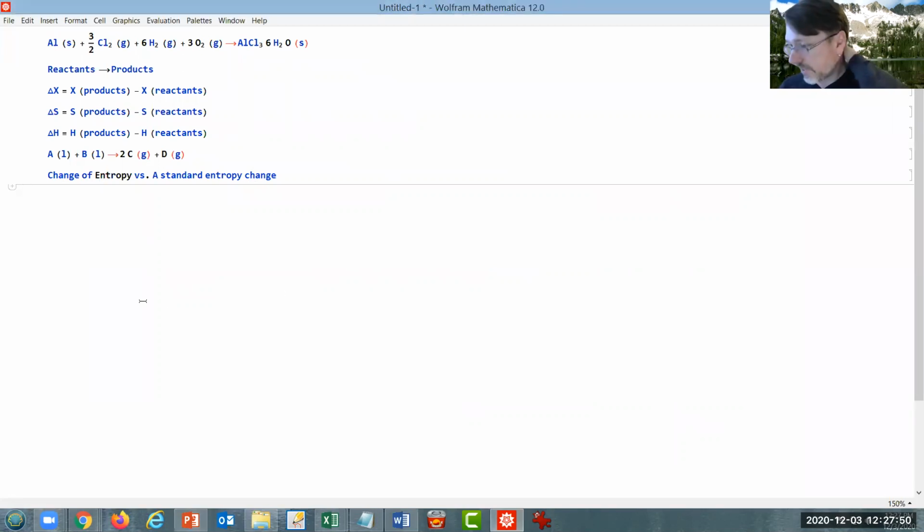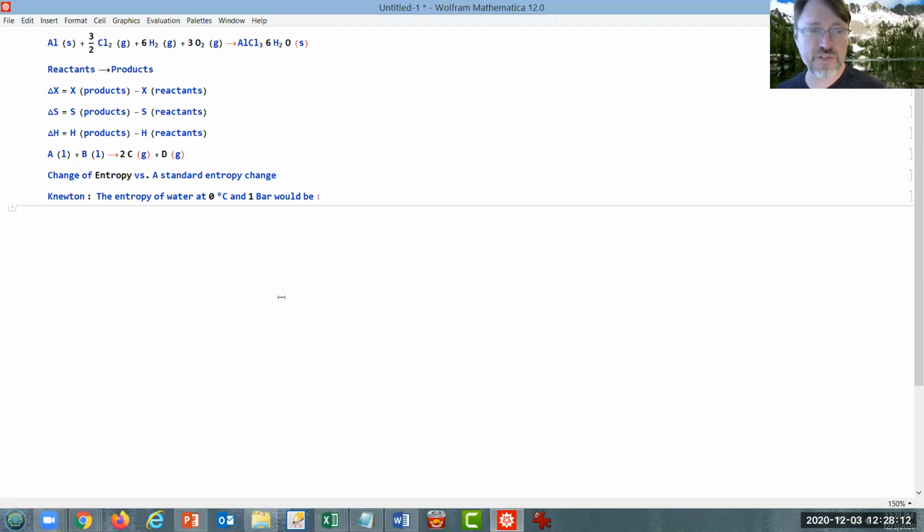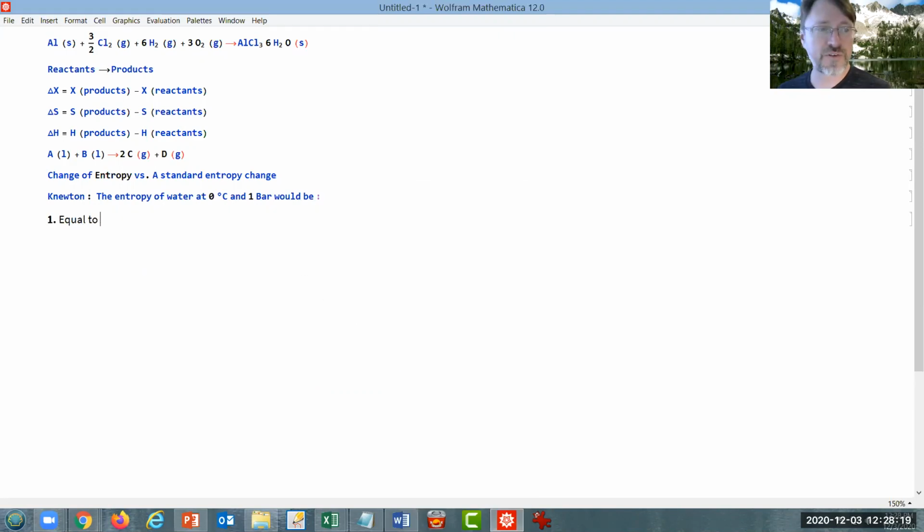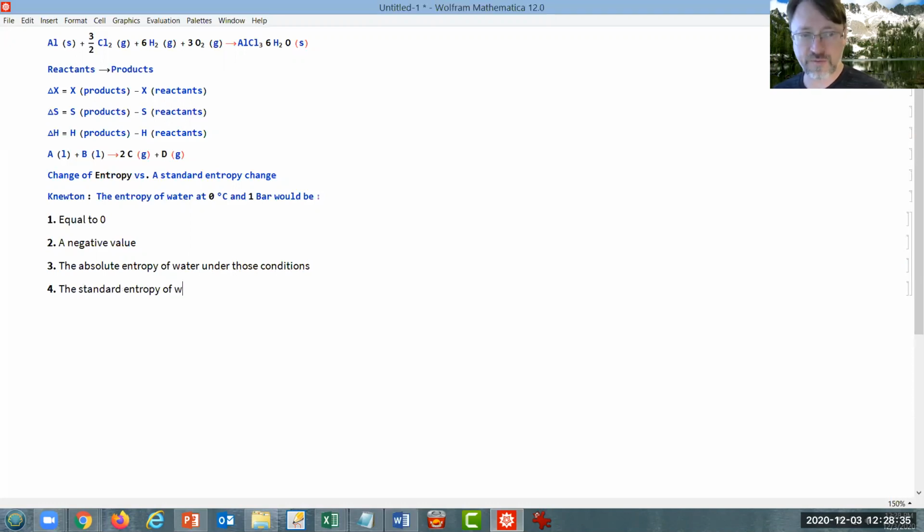All right, there is apparently a Newton question which said the entropy of water at 0 degrees C and 1 bar would be what? And it had some choices. The choices were equal to 0, a negative value, the absolute entropy of water under those conditions, and the standard entropy of water.